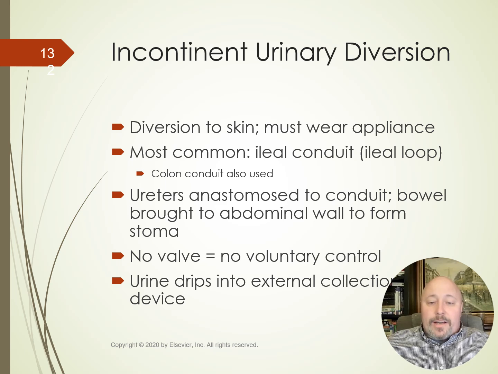In the case of a diversion to the skin, they must wear an appliance, the most common being an ileal conduit or ileal loop. In this case, the ureters are connected to the conduit, and the bowel may also be brought to the abdominal wall to form a stoma. There's no valve and there's no voluntary control. The urine drips into that external collection bag.